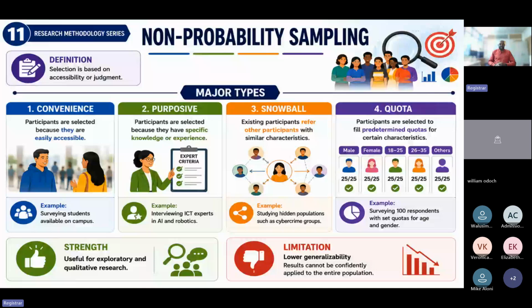They never force me. So this is called convenience sampling because the participants are selected because they are easily accessible. Like if you go to a campus, surveying students available on the campus is one method. The next one is called purposive.